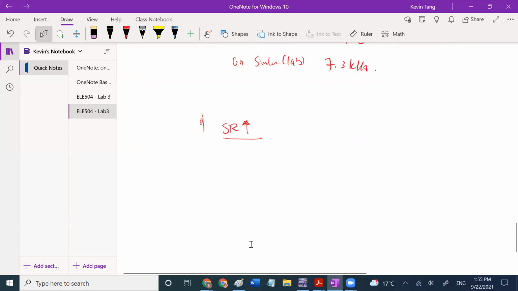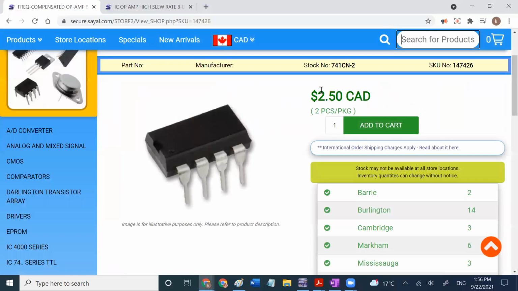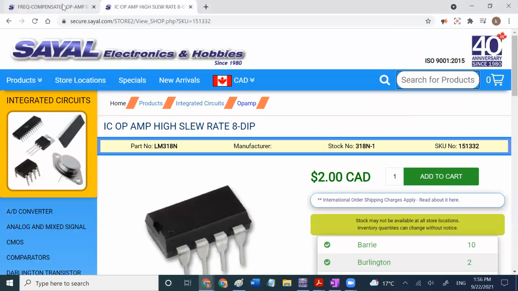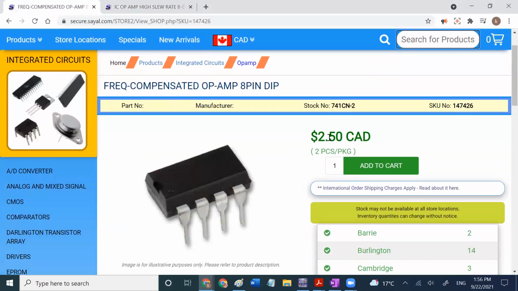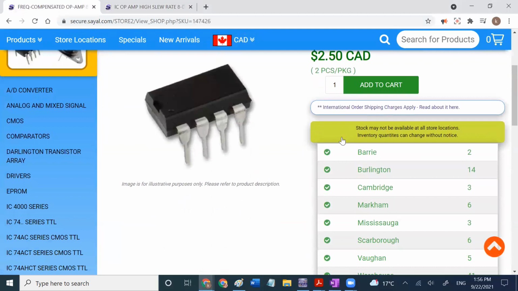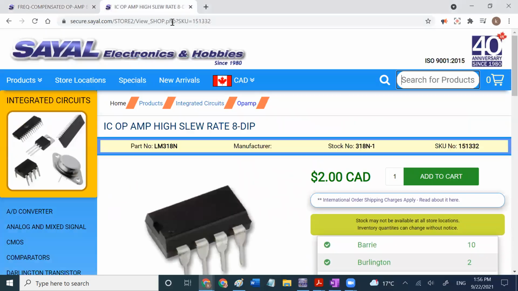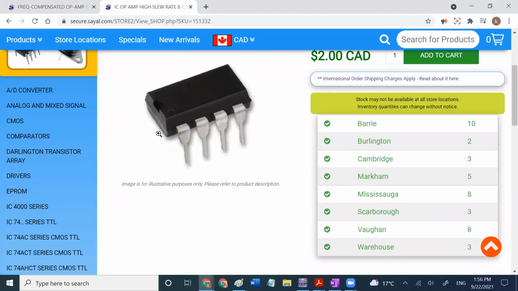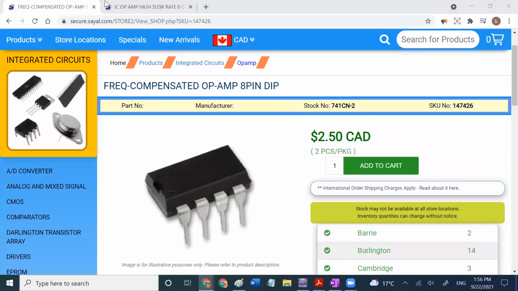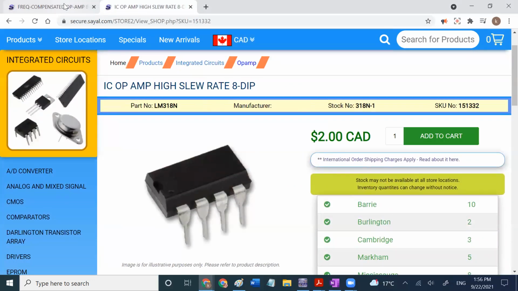But one thing you can remind students to consider is the price of the op-amp. So I'm going to share the page of the electronic store I went to. When you buy two 741 op-amps, it costs 2.5 for two in a package, so one of them is $1.25. When you buy a 318, it costs you $2 per op-amp. So which one is better is really up to your choice.